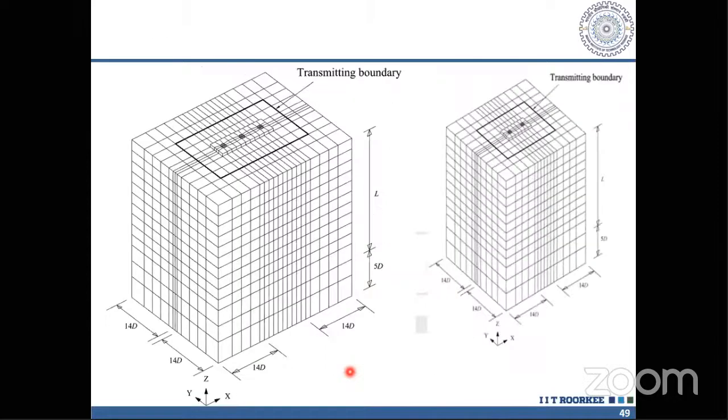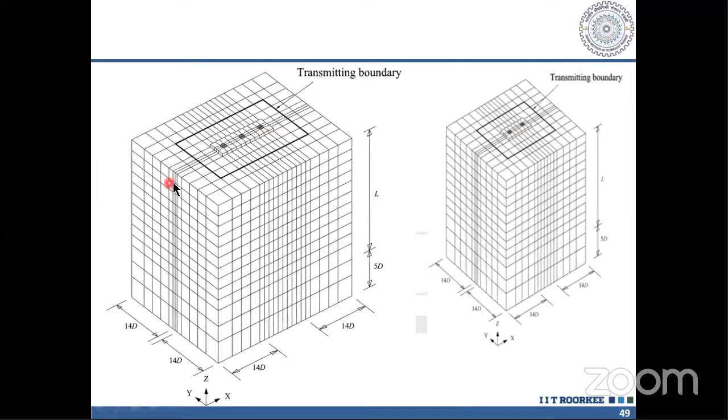Now we can see the FEM mesh here for all these configurations. There is a common mesh for series and parallel. This is the mesh for two piles in series and parallel. For series, we apply load in this direction. For parallel, we'll apply load in this direction. The same model will be used to find the corresponding 6x6 matrix.